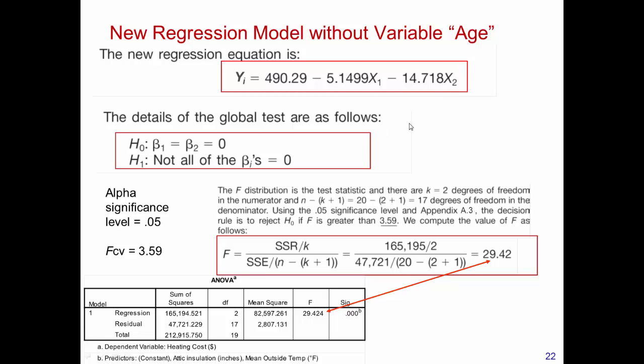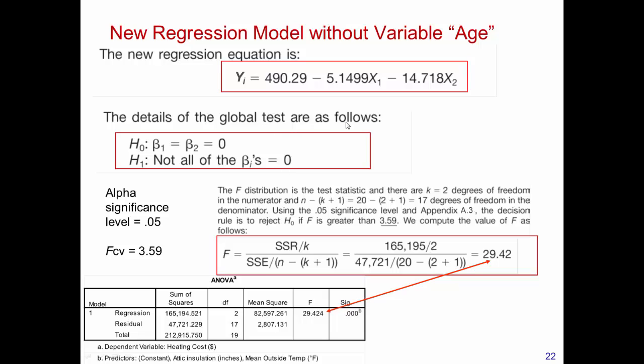We've looked at the output, all of the output, a couple of slides ago. Now we're going to go through it step by step to reinforce the concepts. So the details of the global test are as follows. Just like every hypothesis test, we assume that nothing is going on, and that's our null hypothesis. And then we have an alternate hypothesis, which is what we expect to get if something is going on. And so our null hypothesis is that beta sub 1 is equal to beta sub 2, which is equal to 0. And then our alternate is that not all of the beta sub i's are equal to 0.